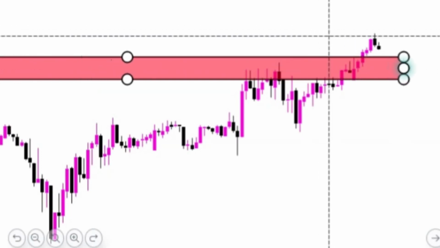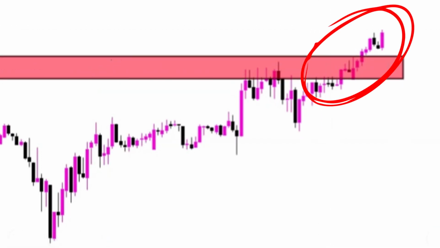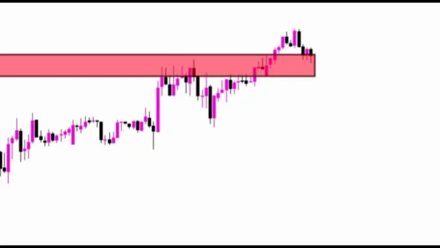The market went above this resistance zone, and thus, the traders who had placed their sell limit orders at this zone would be removed from the market. And then after that the market went to the downside.